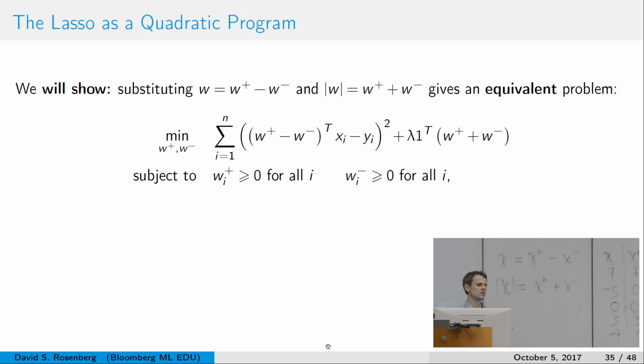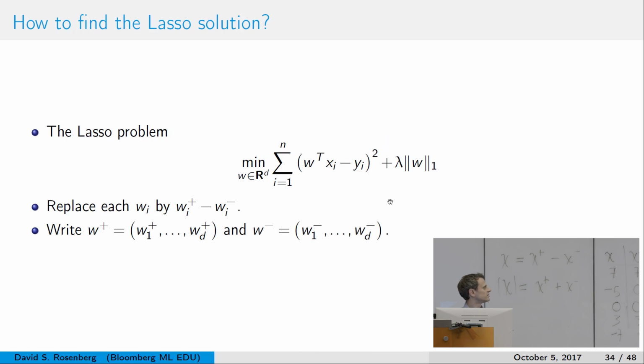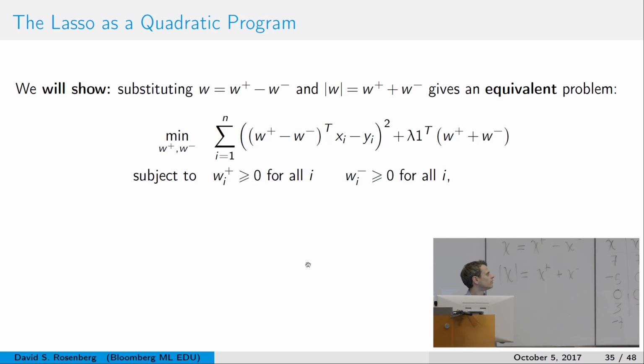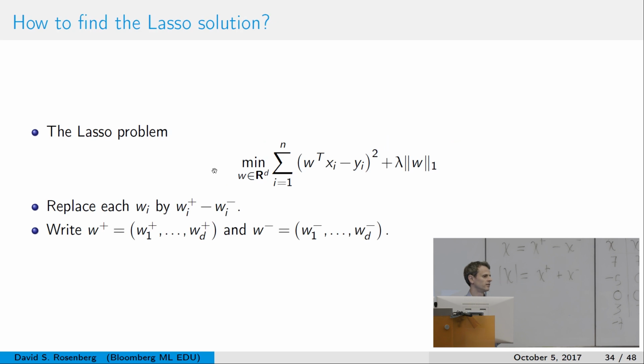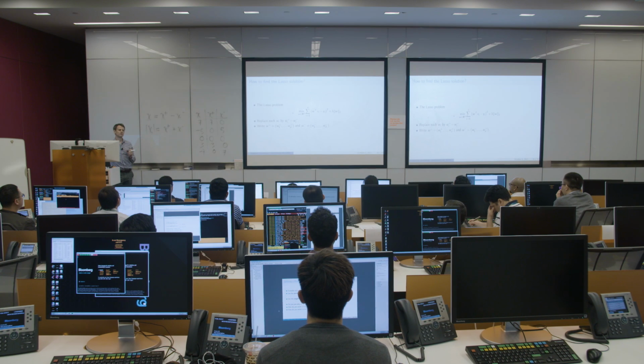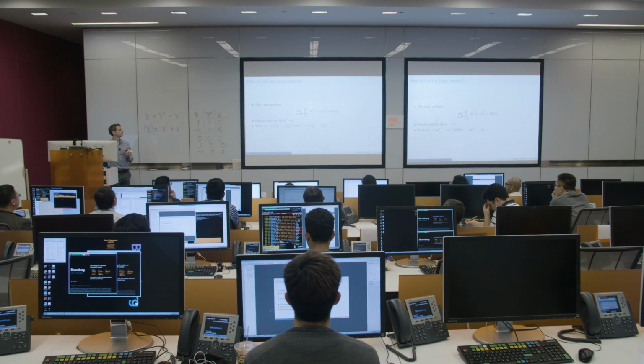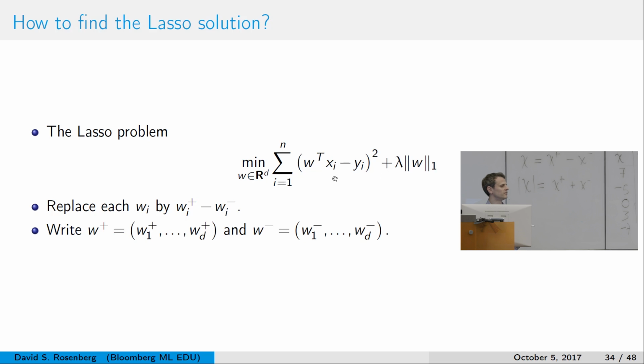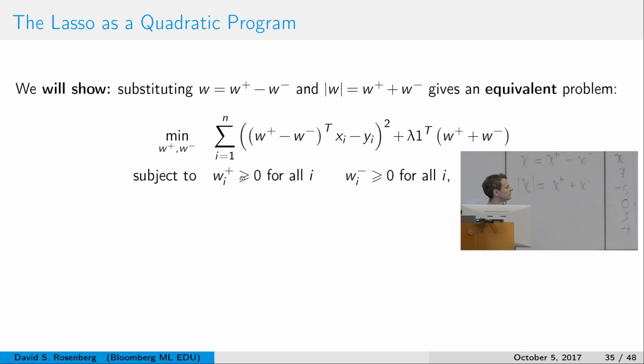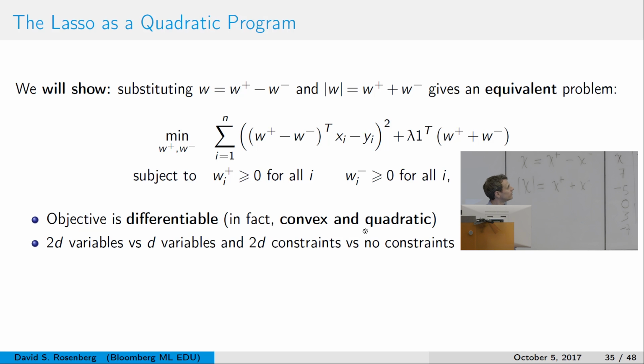So we've replaced every W with W plus minus W minus. As an optimization problem, how does it compare? First, how many variables are we optimizing over here, if we think about individual scalars? D, right. And here? Right, 2D. Any constraints in the original formulation? No constraints. And this one? Yes, W plus and W minus are non-negative. Great. So as optimization problems, they're a little bit different, but we claim that in a certain sense they're equivalent.